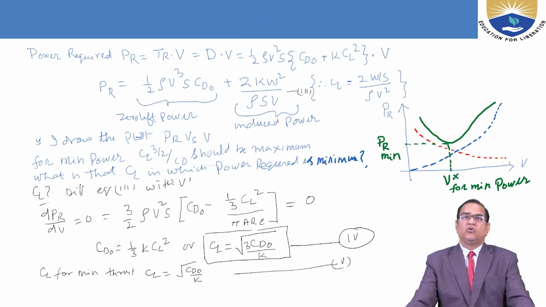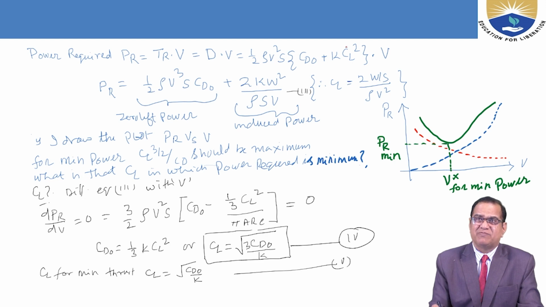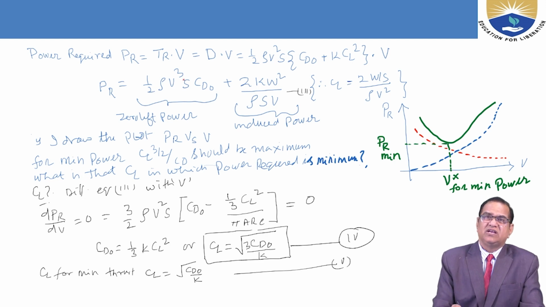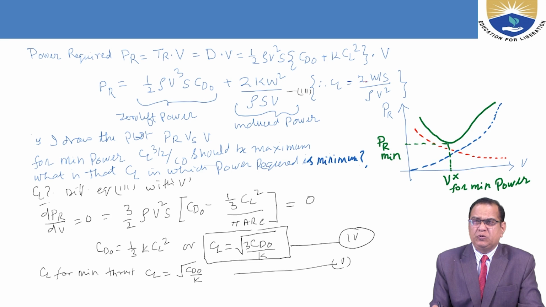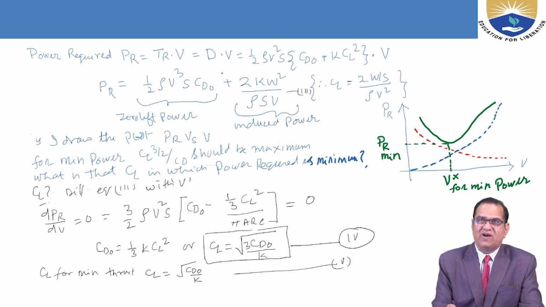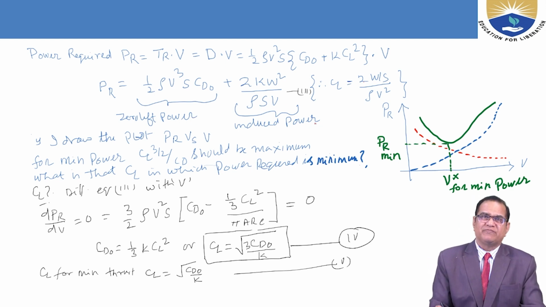So power required is equal to TR into V. TR is equal to drag into V. Drag is equal to half rho V square S times CD naught plus K CL square, into V. So here half rho V cube S CD naught, because we have multiplied V here, plus, here we can write CL is equal to 2W by S divided by rho V square, so 2K W square by rho S V. This is called the zero lift power and this is called the induced power.